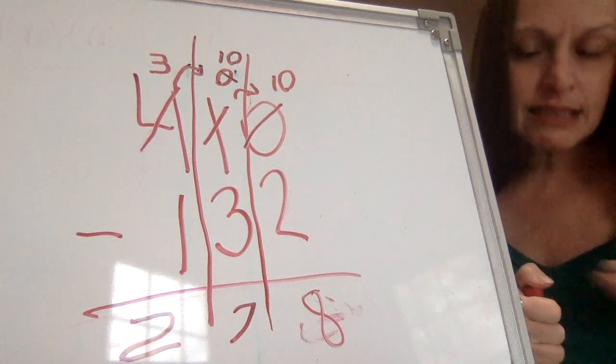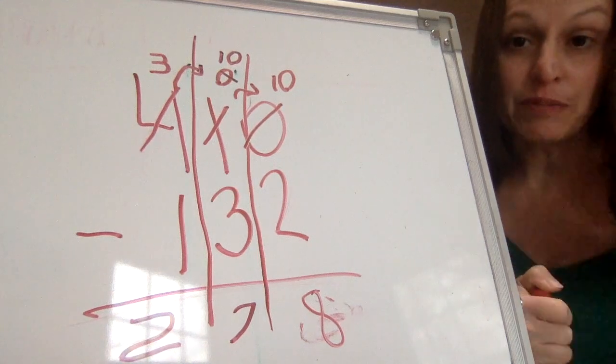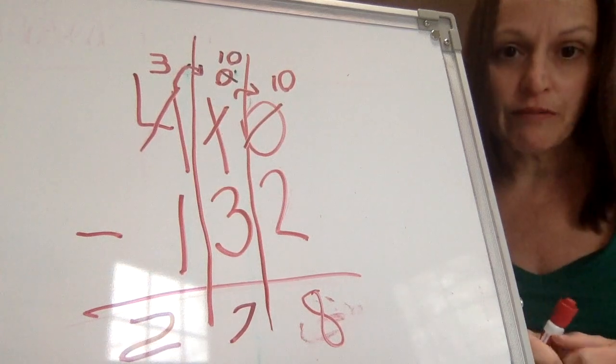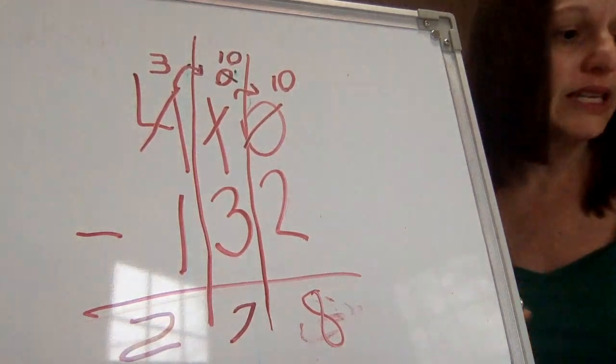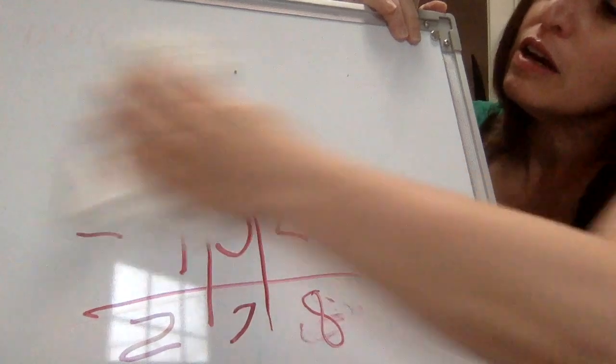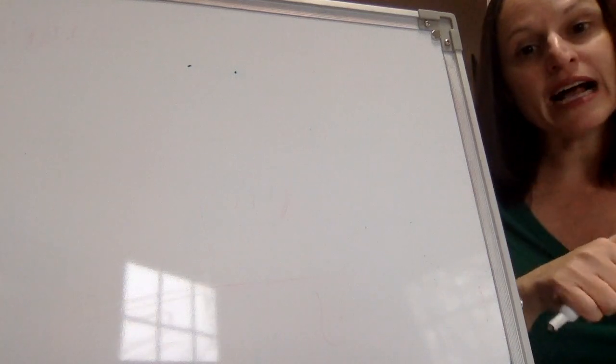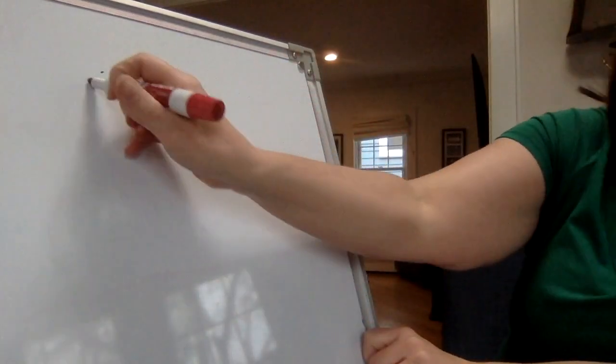So you're just constantly thinking as you're doing these problems, can I do this? And if I can't, I need to borrow something from the next place over, the place over from where you are. So if you're in the ones, you have to borrow from the tens. If you're in the tens, you have to borrow from the hundreds. Now we're going to do one that has more zeros in it. We worked on this yesterday.